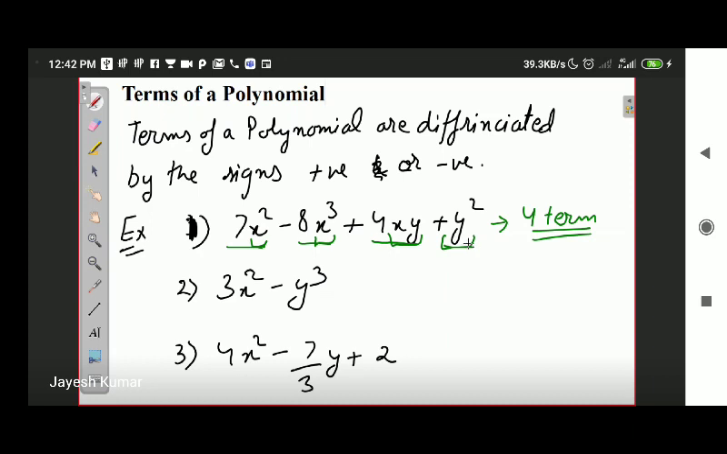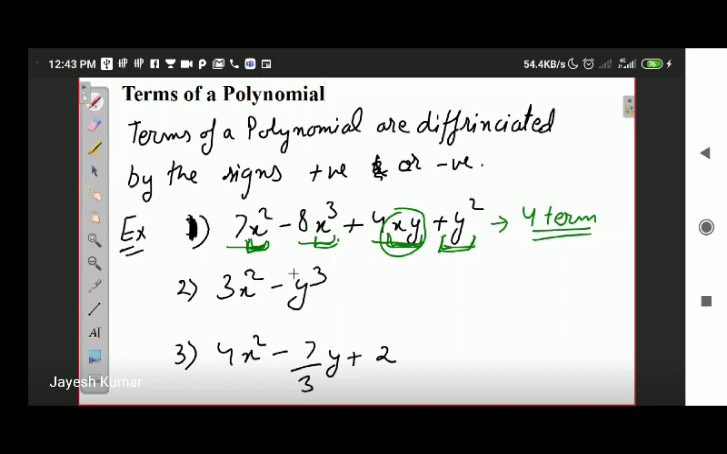For the first term we have x square. For the second term we have x cube. For the third term we have xy. For the fourth term we have y square. So x square and y square are totally different. X cube and x square are totally different. As the variables are different, the terms are different. If the variables would have been same, we would have simplified the expression.